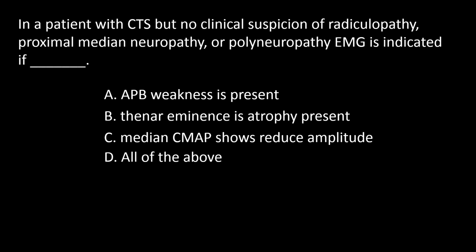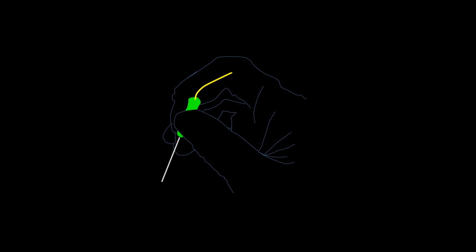Next question. In a patient with carpal tunnel syndrome but no clinical suspicion of radiculopathy, proximal median neuropathy, or polyneuropathy, EMG is indicated if A. Abductor pollicis brevis weakness is present, B. Thenar eminence is atrophic, C. Median compound muscle action potential shows reduced amplitude, D. All of the above. E. EMG is a painful test to be avoided whenever possible.